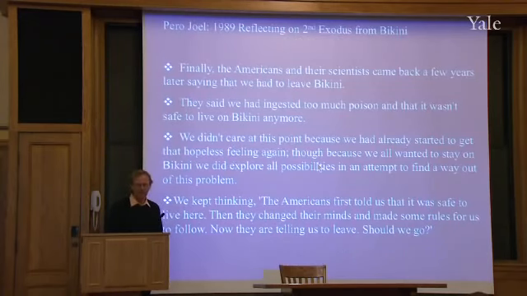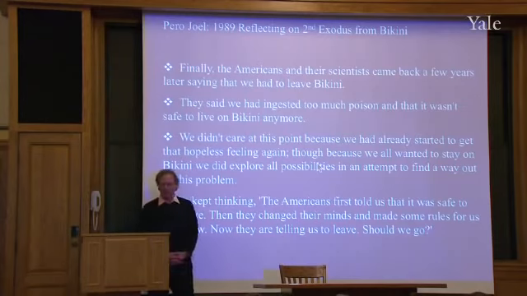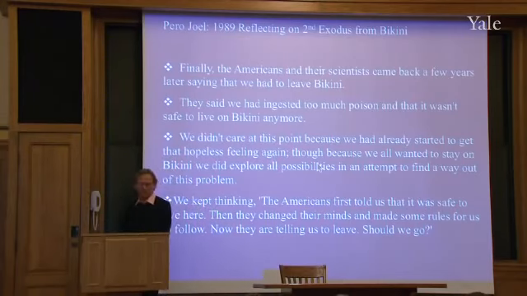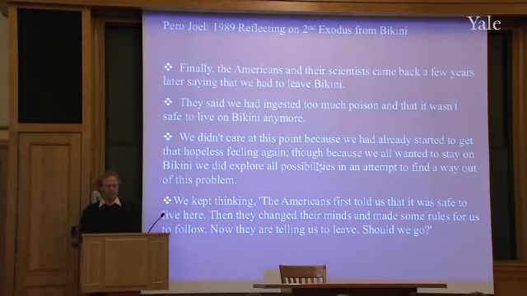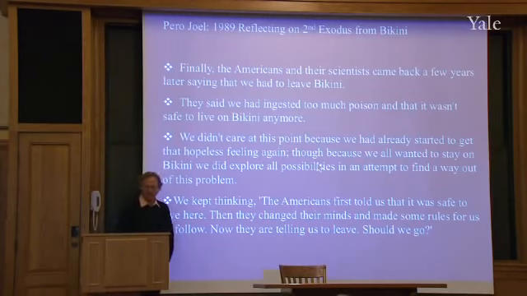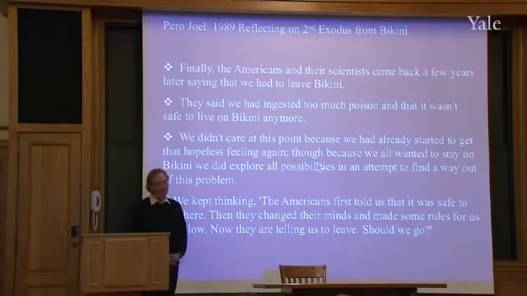One of the islanders, Pero Joel, in 1989, reflected on the second exodus from the island, saying, "Finally, the Americans and the scientists came back a few years later saying that we had to leave again. They said we'd ingested too much poison and that it wasn't safe to live on Bikini anymore. And we didn't care at this point because we'd already started to get that hopeless feeling again. Though because we all wanted to stay on Bikini, we did explore all possibilities in an attempt to find a way out of this problem. We kept thinking, the Americans first told us it was safe to live here, then they changed their minds and set some rules for us to follow. Now they're telling us to leave, and should we go?"